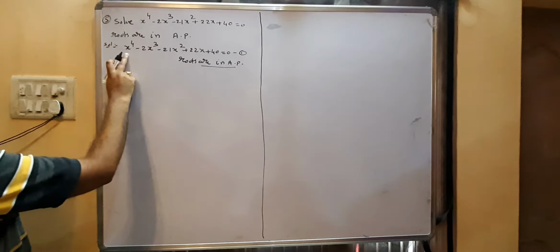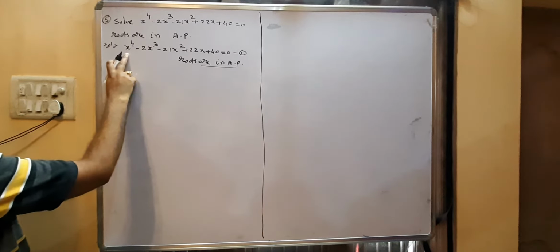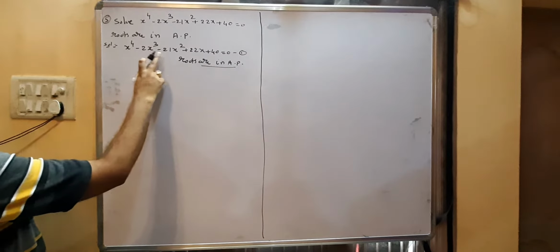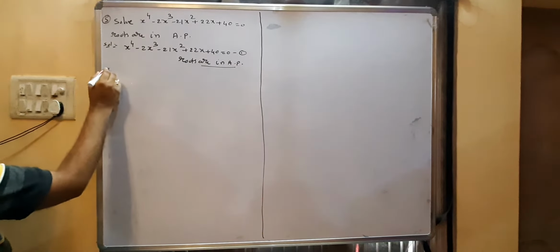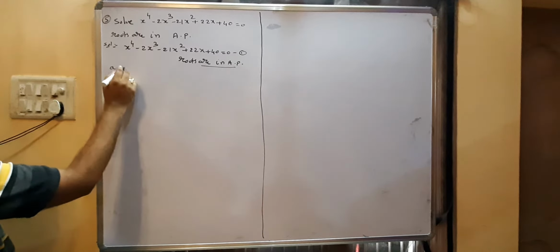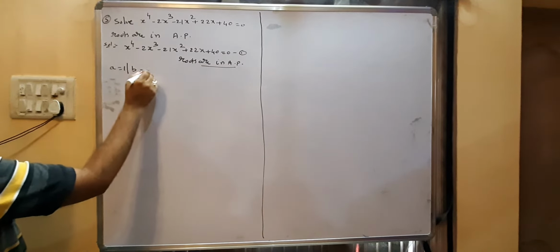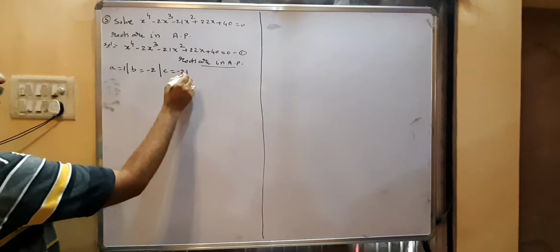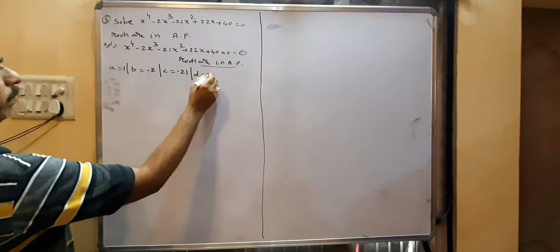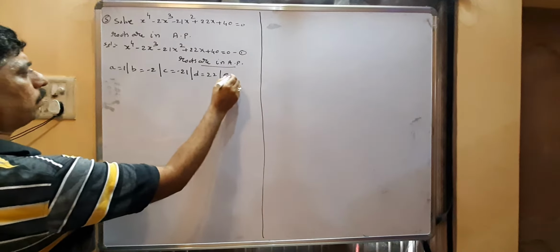So first you compare the given equation with the form ax power 4 plus bx cube plus cx square plus dx plus e equal to 0. A is the coefficient of x power 4, which is 1. b is the coefficient of x cube, minus 2. c is the coefficient of x square, minus 21. d is the coefficient of x, 22, and e is the constant, 40.